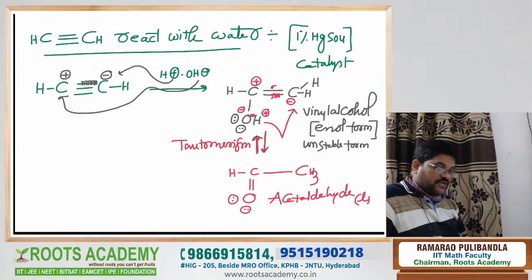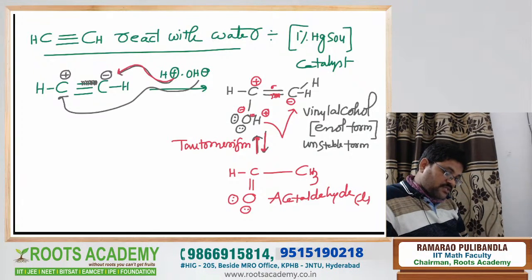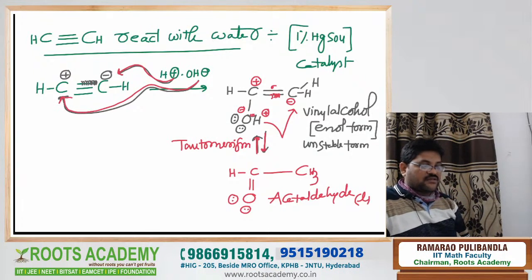Tell me what I am saying, students. The enol form is tautomerized to what? The enol form is tautomerized to the aldehyde form. Understood what I am saying? So this is the reaction with water. Is it clear? Simple logic.